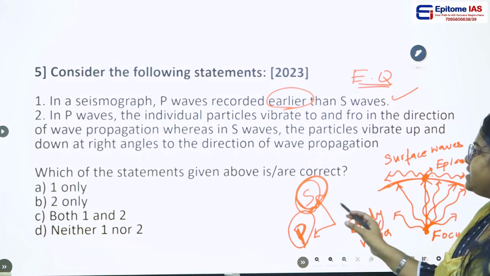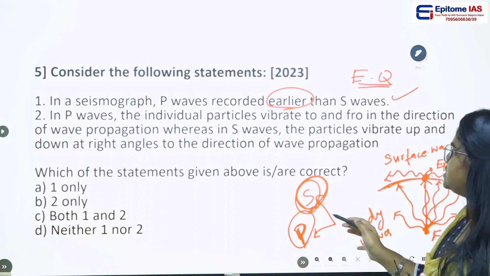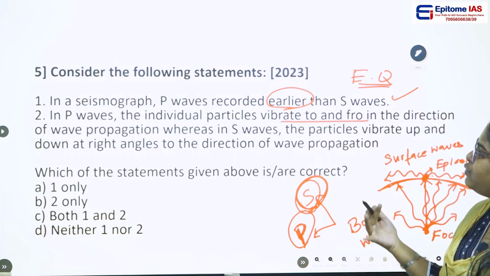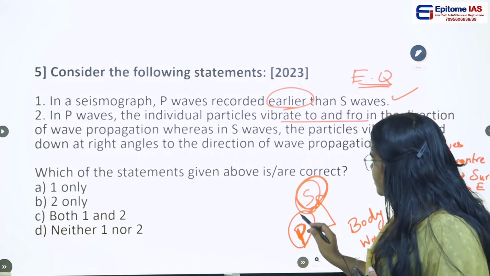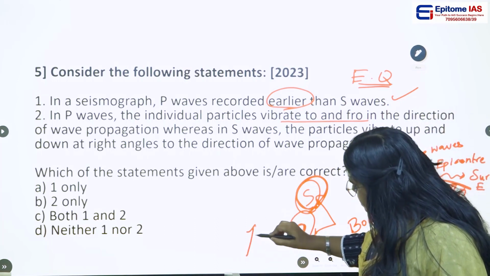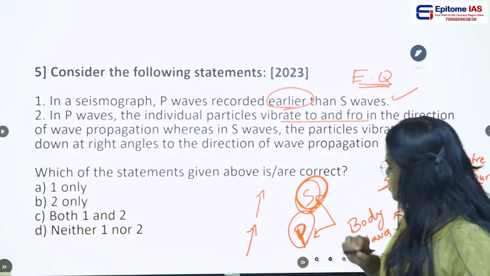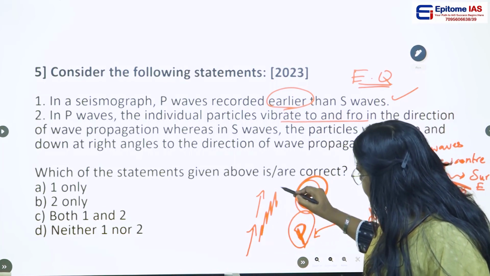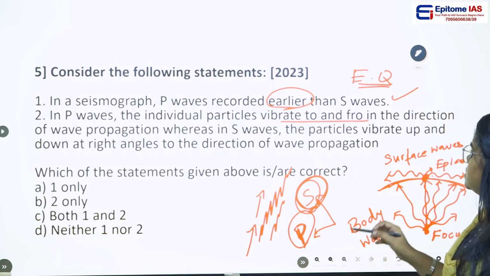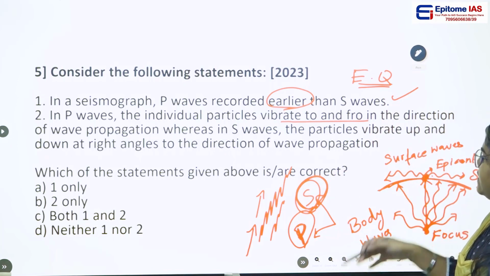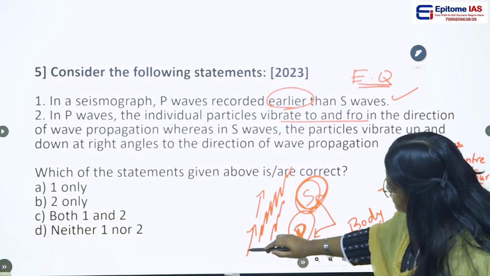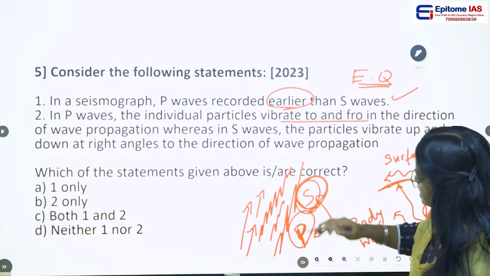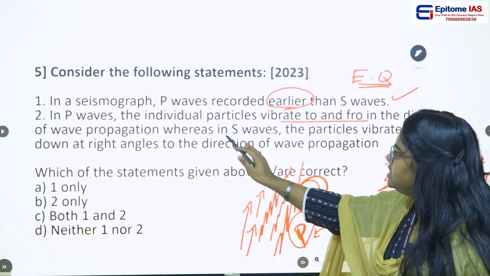And if you see the second statement, it is saying that the P waves vibrate to and fro in the direction of wave propagation. Yes, this is true. Let's say these P waves are traveling in this direction. So what happens is, it vibrates to and fro like this. These P waves vibrate to and fro in the direction of the wave itself. The waves are going in this direction and it is vibrating to and fro in that same direction. So this part of the statement is correct.